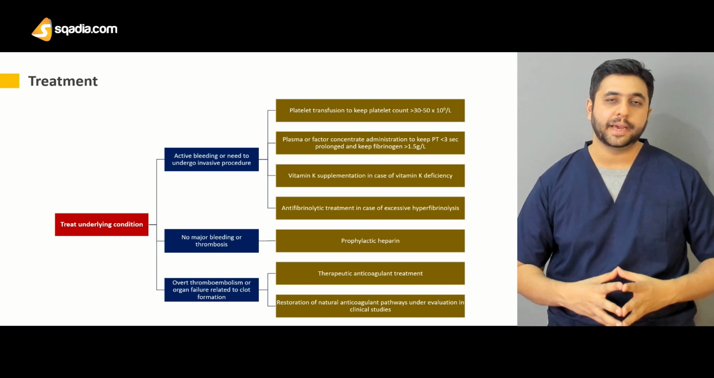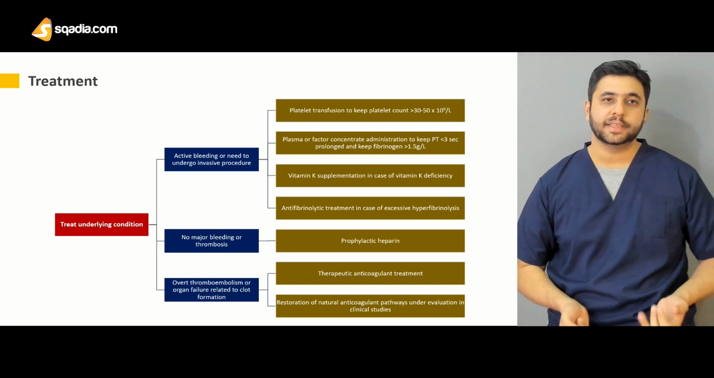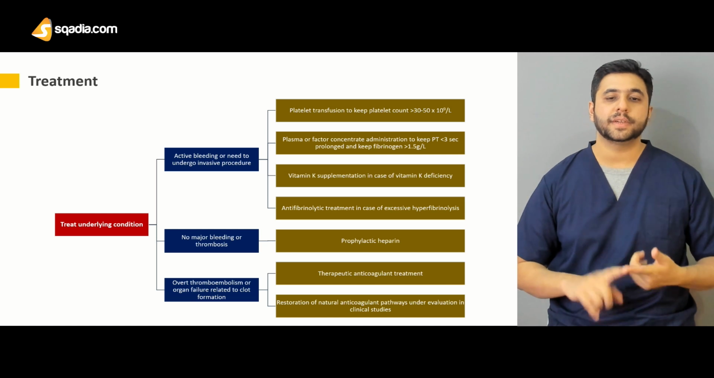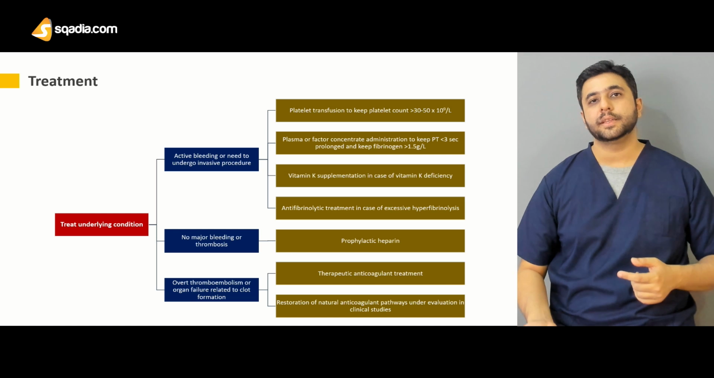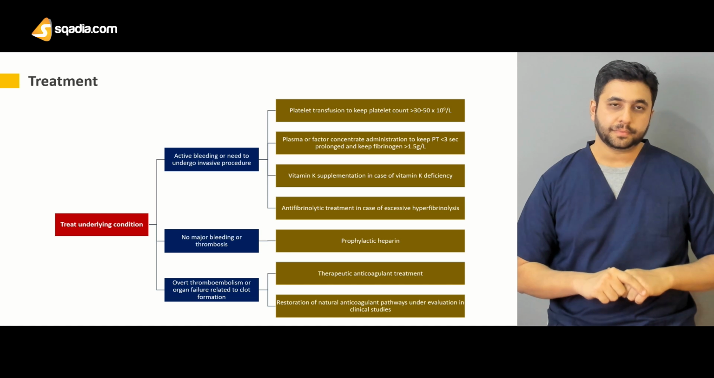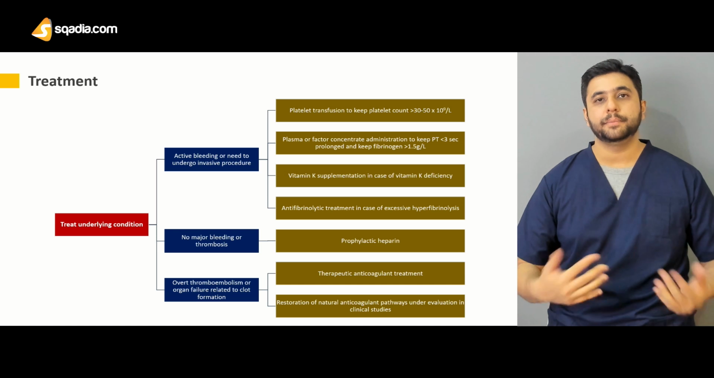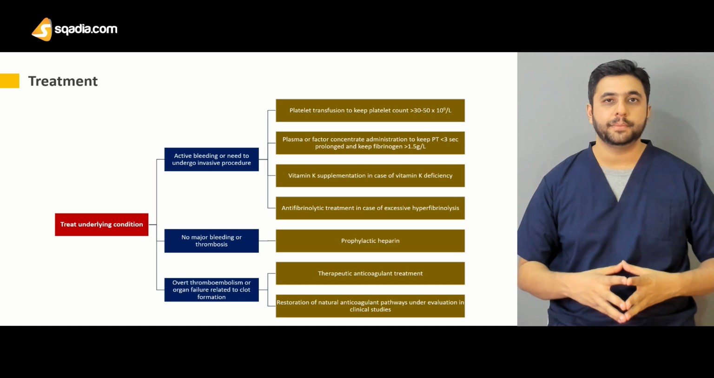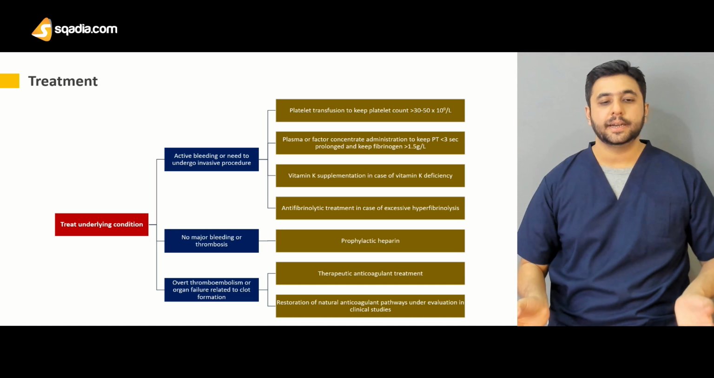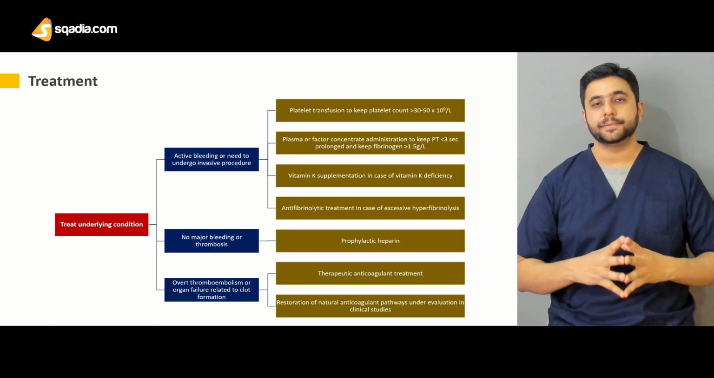So this was an overall view of how we are going to manage a patient with DIC. The number one thing is to treat the underlying cause, and along with that, we treat what is wrong with the patient. If the patient is bleeding, we give them platelets. If the patient is anemic, we give them RBCs. If the patient is having vitamin K abnormalities, we give them vitamin K supplementation, and antifibrinolytic treatment if there is excessive hyperfibrinolysis. If there is no major bleeding or thrombosis, then we give prophylactic heparin, and if there is widespread thrombus formation, then we give aggressive anticoagulant treatment.